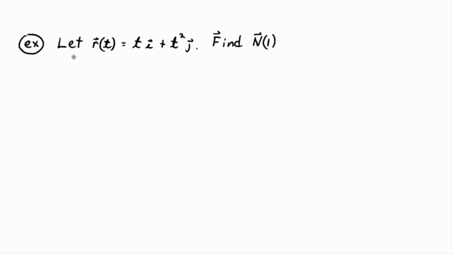In this example, let r of t equal ti plus t squared j. Find N of 1. So that's the unit normal vector evaluated at 1. It's the usual function notation. The parentheses 1 means plug in 1 for t.